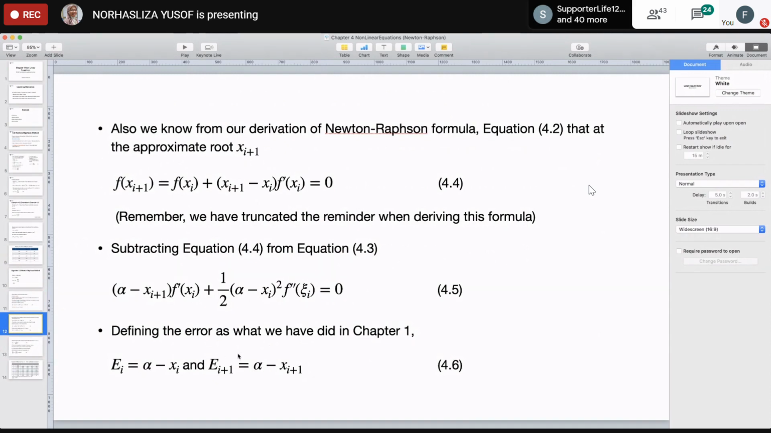So for EI here, instead of using SI minus SI plus 1 minus SI, we can also use this kind of formulation to calculate the error. Okay, so we are going to find the error bound analysis. It means that we test this and then we try to see whether our error bound fulfills the analysis that we set up earlier.